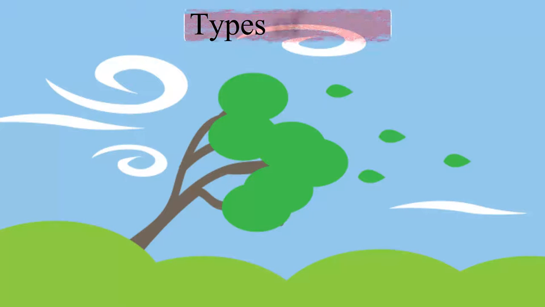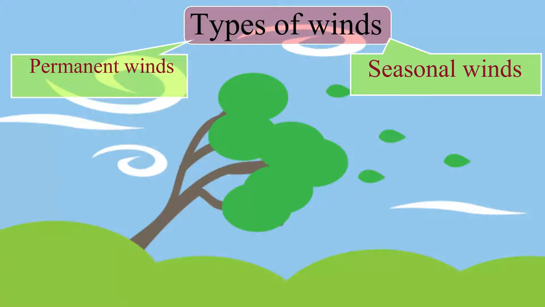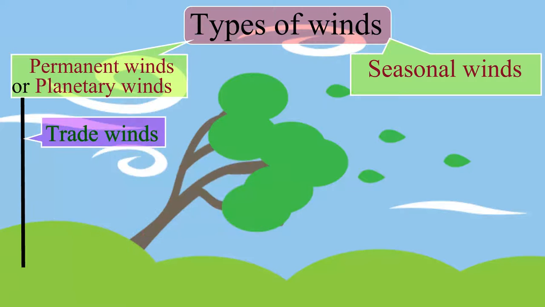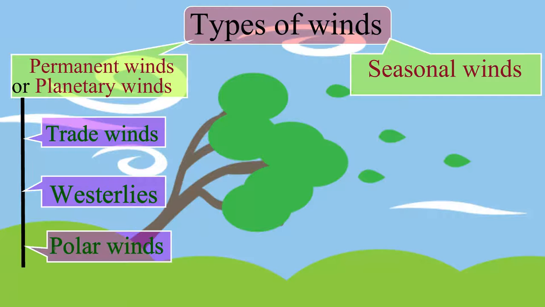There are mainly two types of winds, permanent winds and seasonal winds. Permanent winds are also known as planetary winds. These winds blow constantly throughout the year in a particular direction. They are of three types: trade winds, westerlies, and polar winds.